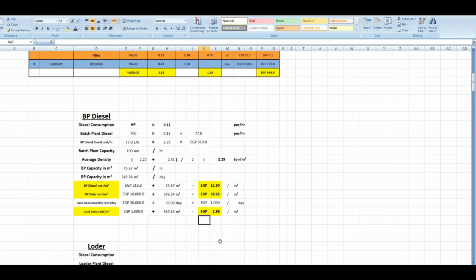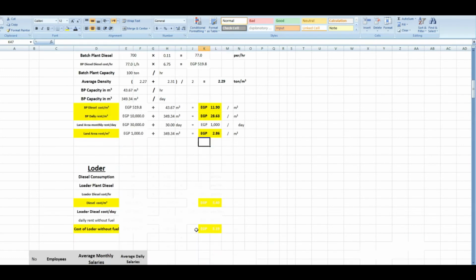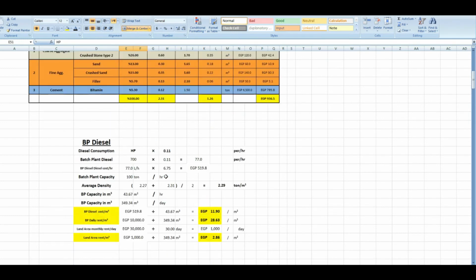We have another equipment. At least we have a loader here. This loader is used to move the material to the crane of the batch plant. We are going also to use the simple equation which we have applying here.